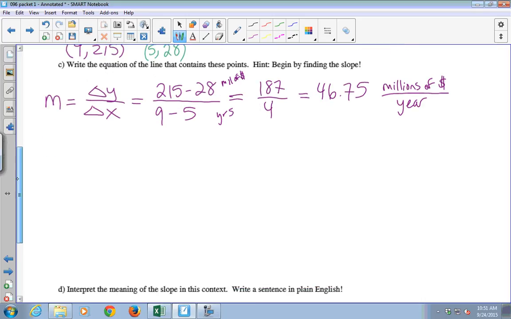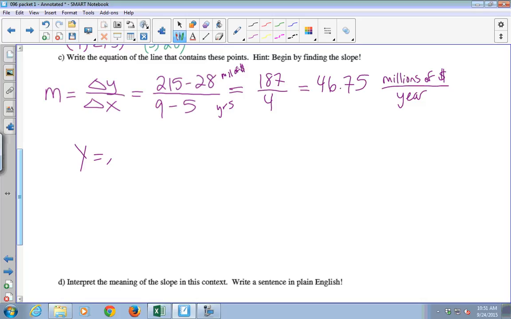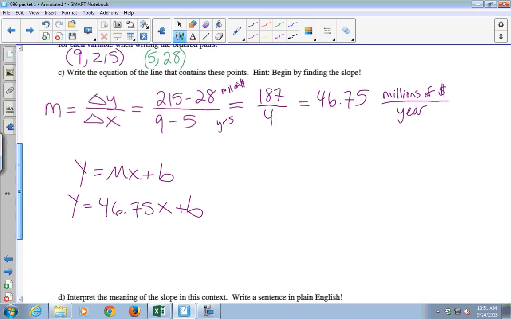All right, so once I have the slope, I write down y equals mx plus b. Replace the m with 46.75. And then I have to figure out b. I need a point. I have 2 points. I'm going to use the smaller numbers because it's just a little more friendly. So we replace the x with a 5. I don't know b. That's the whole idea. I'm trying to figure out b, so I leave that as my unknown. And I replace my y with the y coordinate of 28.